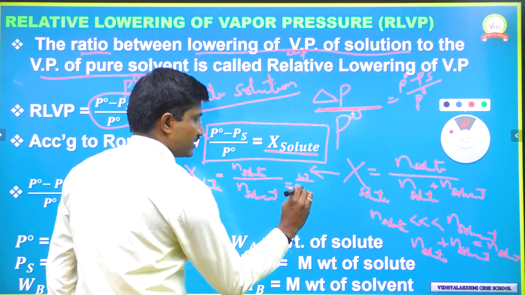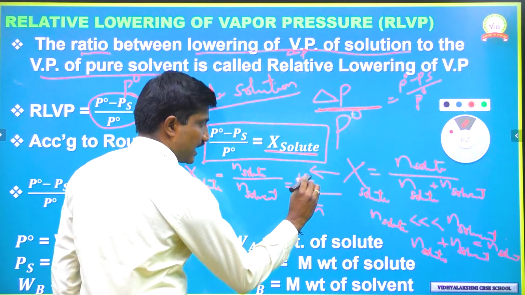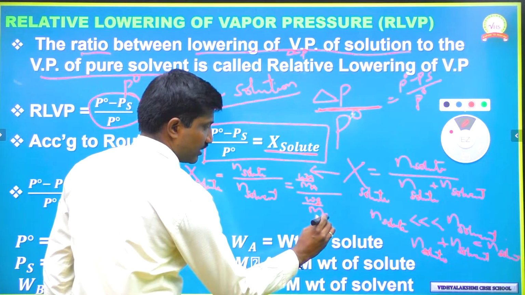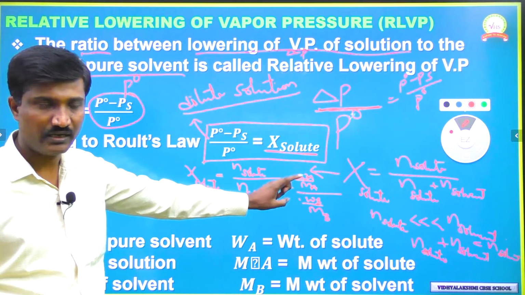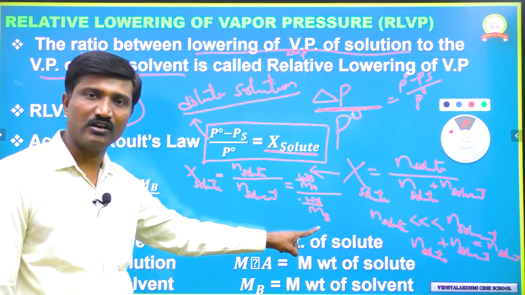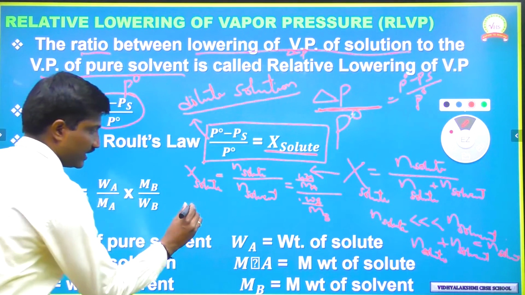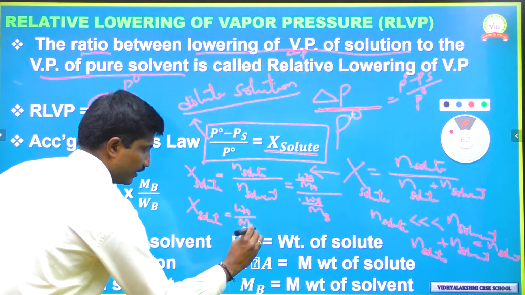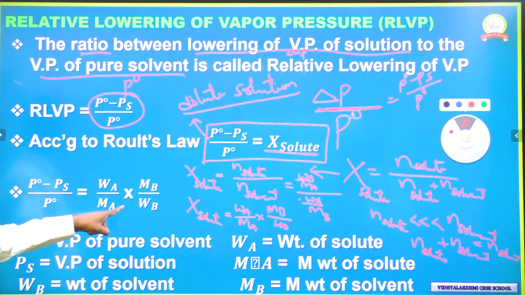number of moles is nothing but weight by molecular weight, and here also weight by molecular weight. I am taking the weight of solute as WA and molecular weight as MA, and the weight of the solvent as WB and the molecular weight of the solvent as MB. So if we rearrange, X solute is equal to WA by MA into MB by WB. So we can rearrange this equation like this.